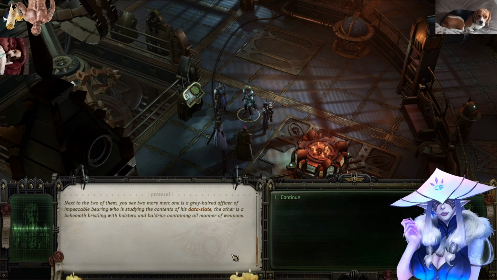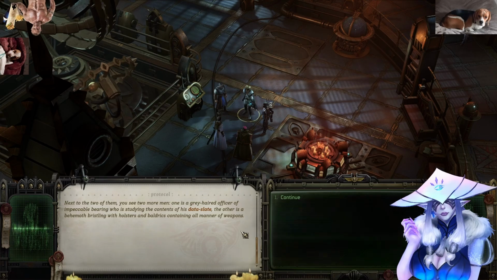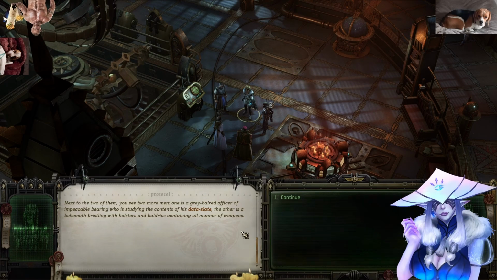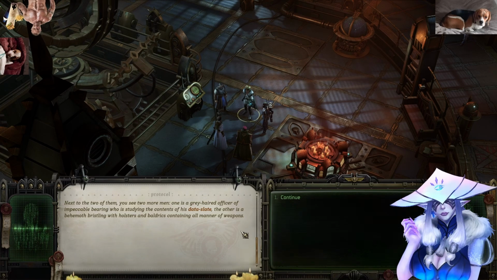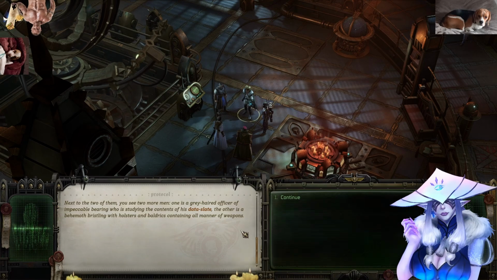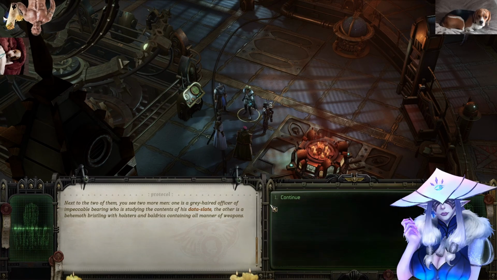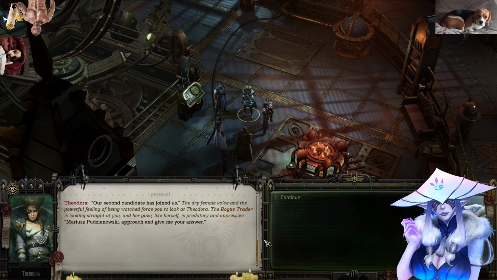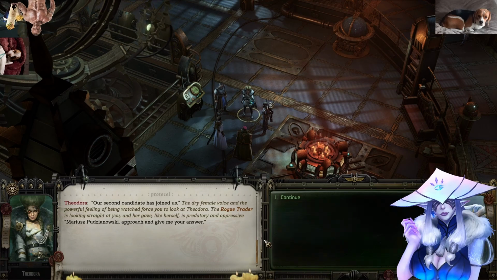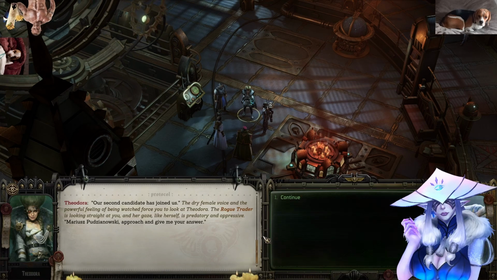Next to the two of them, you see two more men. One is a grey-haired officer of impeccable bearing who is studying the contents of his data slate. The other is a behemoth bristling with holsters and baldricks containing all manner of weapons. Our second candidate has joined us. Approach and give me your answer.